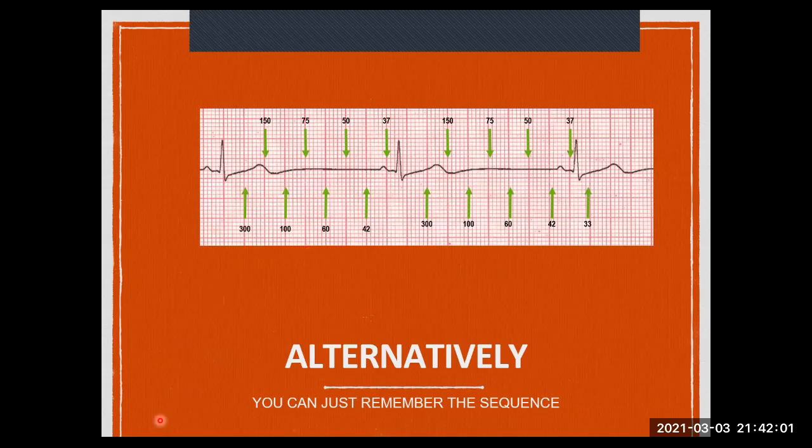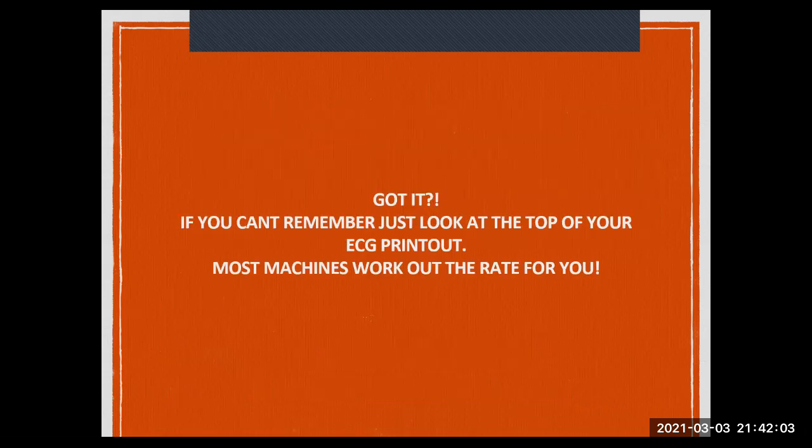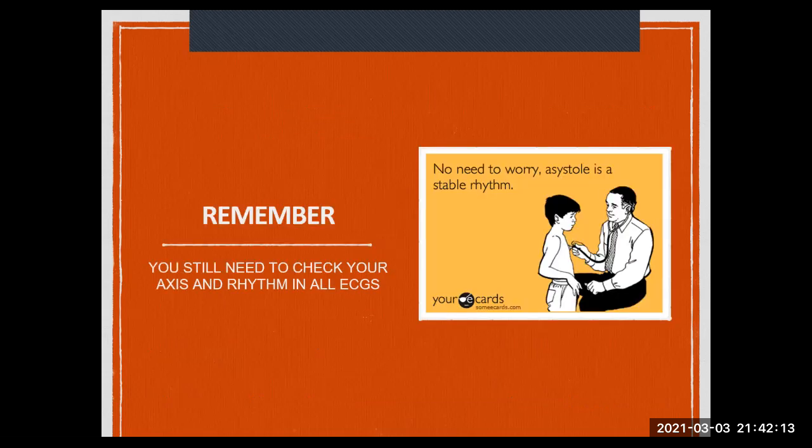But nowadays, all you need to do is just look at the top of your ECG. All your machines print it out for you. But not to worry, I'll be working out your rates on this one, so you don't really have to remember that. Remember, you still need to check your axis, you still need to check your rhythm, and then you come to your rate. The rate and rhythm are interchangeable. You can work out either one first.